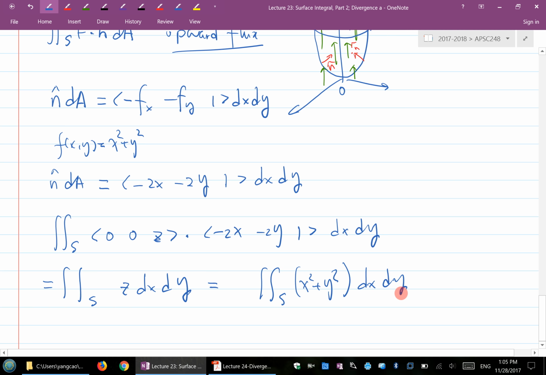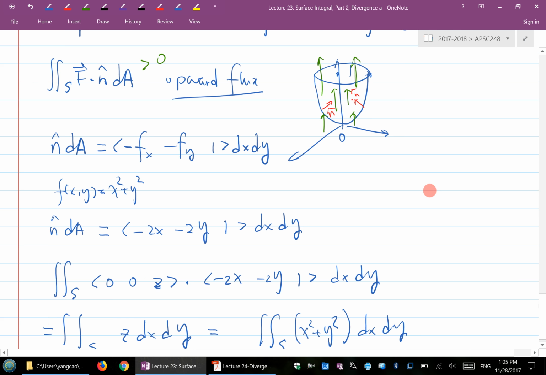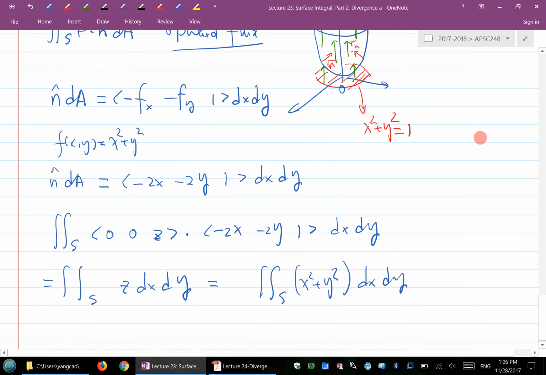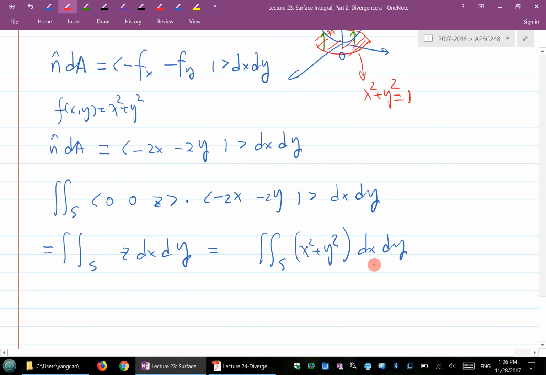determination of the xy limits, if you recall, is purely based on the shadow of this surface in the xy plane. So this is a surface that is here, and the shadow in the xy plane is this guy, which is a circle, right? So the shadow right here is x squared plus y squared equal to 1, because the top one is z equal to 1. Okay? So the shadow in the xy plane is a circle.